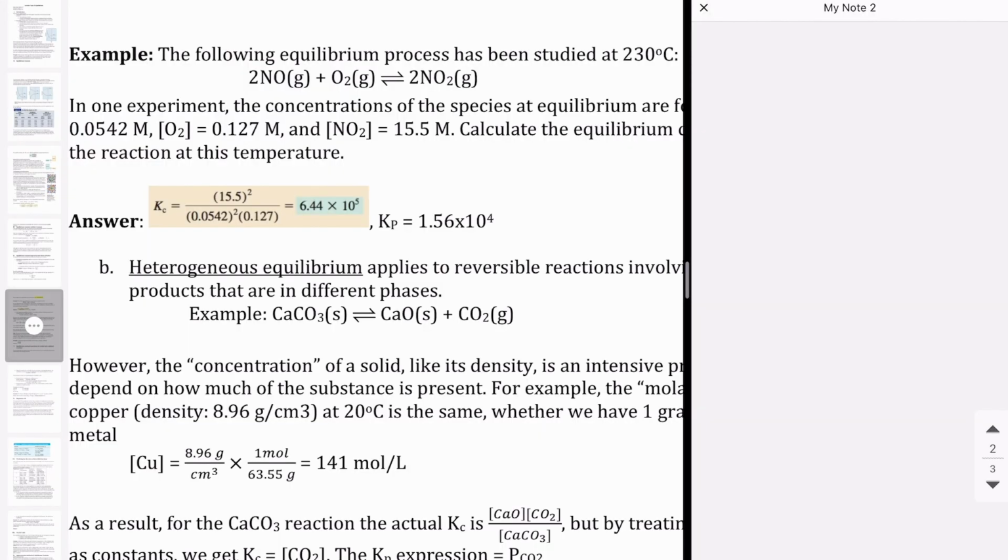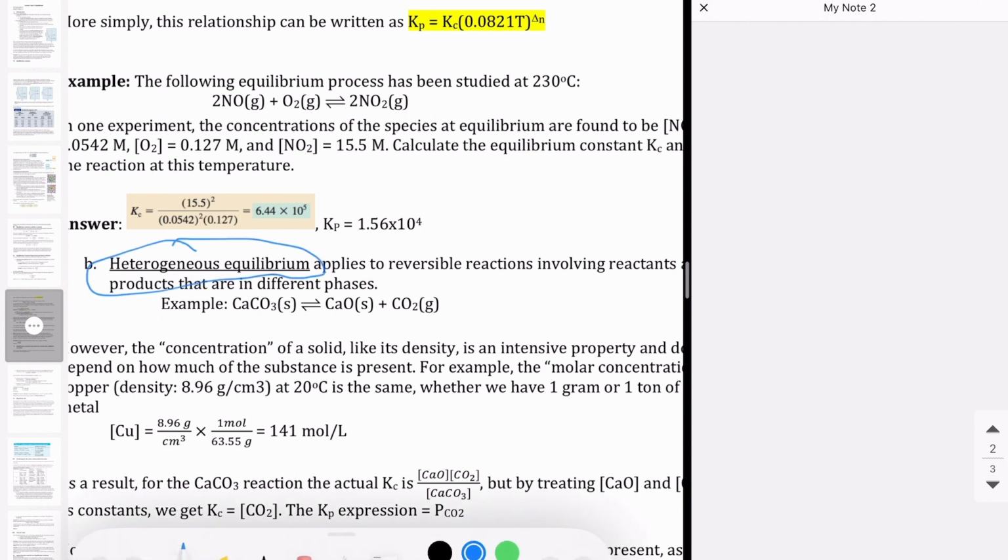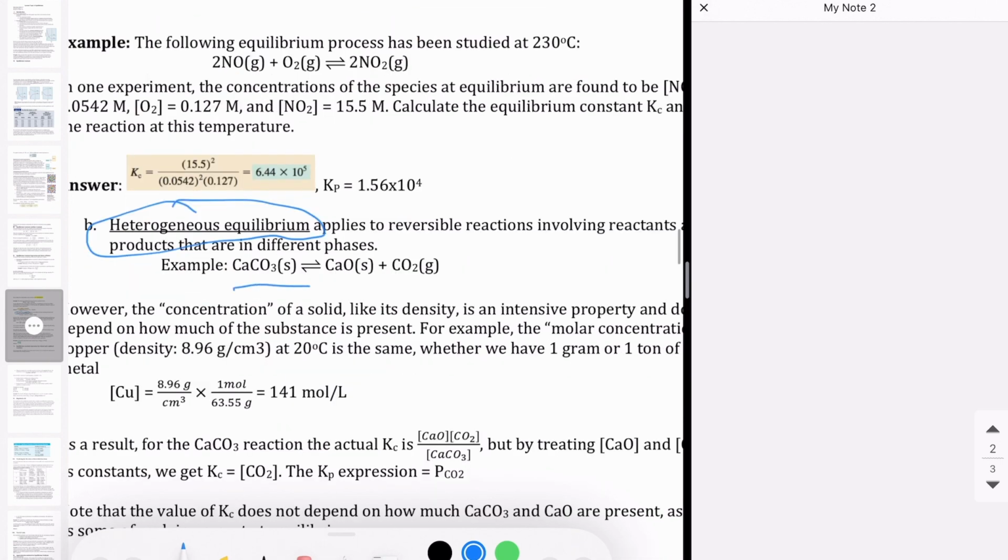Now let's take a look at a second type of equilibrium with regards to phases, which we call heterogeneous equilibrium. And this refers to when you have a reversible reaction that has reached equilibrium where you have species in different phases. So some of them are aqueous, some of them may be solid, some of them may be liquids, and some of them may be gas. In that situation, as in the example shown right here, how would you write the equilibrium constant?